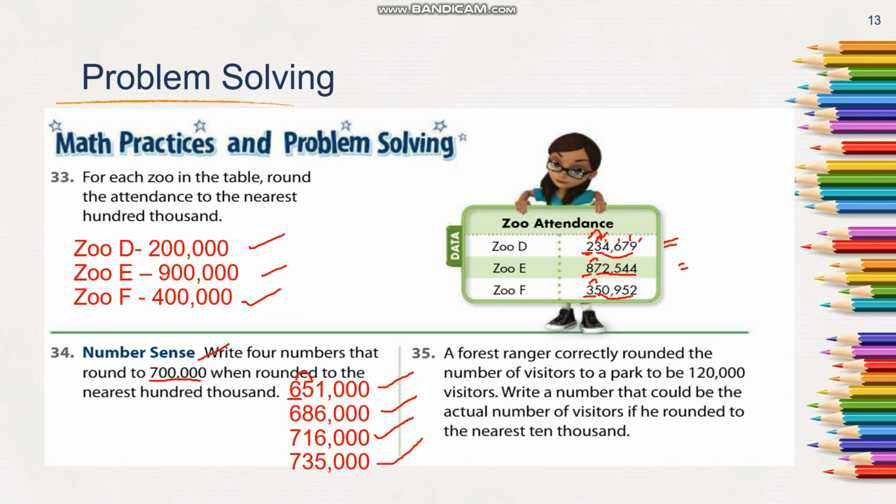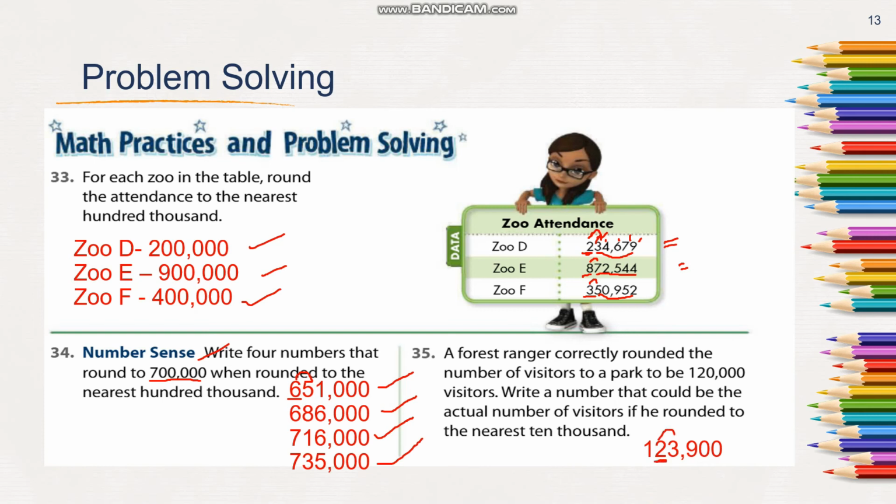Next, number 35. A forest ranger correctly rounded the number of visitors to a park to be 120,000 visitors. Write a number that could be the actual number of visitors if he rounded to the nearest 10,000. So the possible answer is 123,900. Why? When I round this to the nearest 10,000, the 10,000s place is 2.